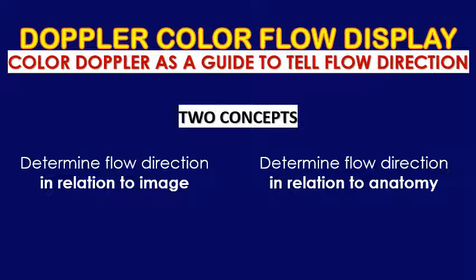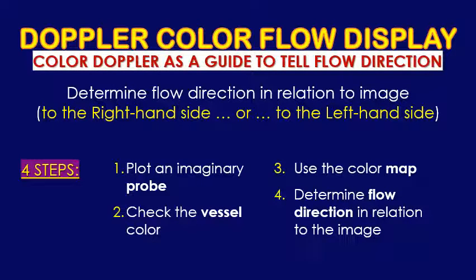Okay, so let's do it. Let's start by detecting the flow direction, and I can plot this in relation to the screen. Is it to the right-hand side or to the left-hand side of the screen? In doing that, we have to follow four steps. They are important. We can apply them to the color box, whether it is a parallelogram or a color box of a sector probe.